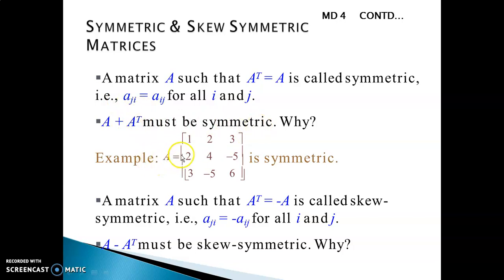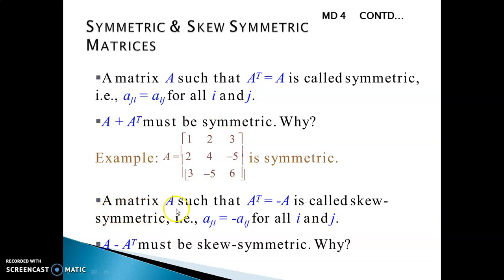For example, if A is a matrix of order 3 by 3, it is a symmetric matrix because when we interchange its first row to first column, the first row is 1, 2, 3. If we change the first row into first column, it remains the same: 1, 2, 3. The second row is 2, 4, minus 5. If we change the second row to second column, 2, 4, minus 5, it remains the same. The third row is 3, minus 5, 6. If we change the third row into third column, 3, minus 5, 6, again it remains the same. So this matrix is called a symmetric matrix. Why? Because if we take the transpose of this matrix, it remains the same.